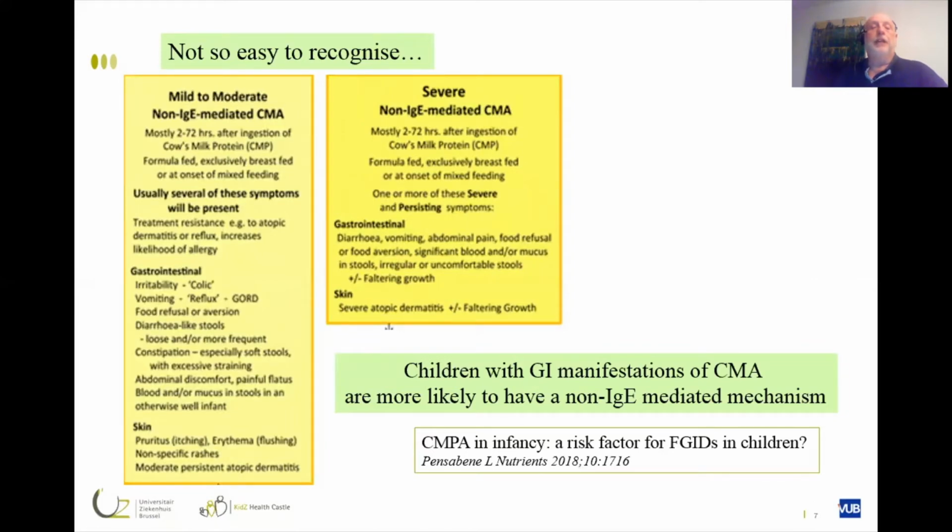Mild to moderate non-IgE-mediated cow's milk allergy mostly occurs 2 to 72 hours after the ingestion of cow's milk protein, in formula-fed, exclusively breastfed, or at onset of mixed feeding. Usually several different symptoms are present: gastrointestinal, skin, respiratory and general manifestations. And children with gastrointestinal manifestations of cow's milk allergy are more likely to have a non-IgE mediated mechanism.